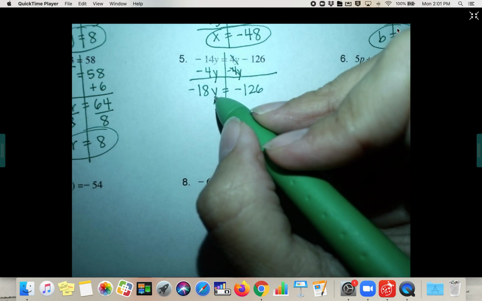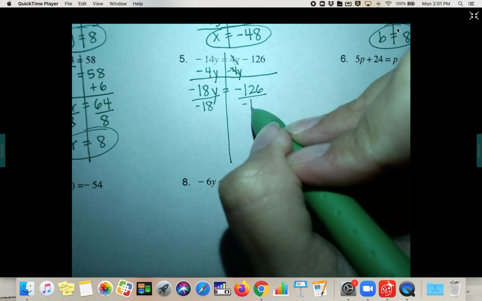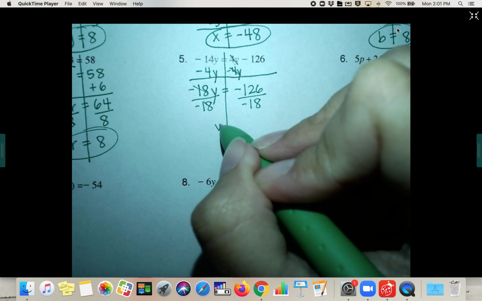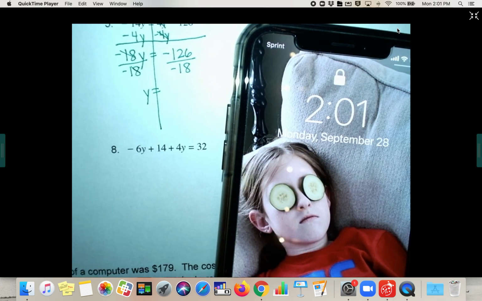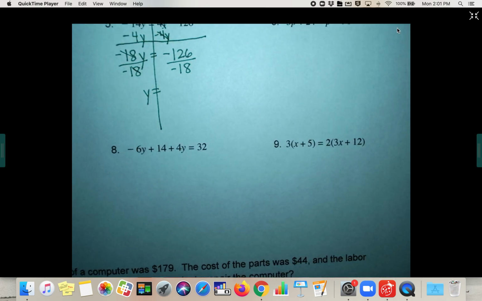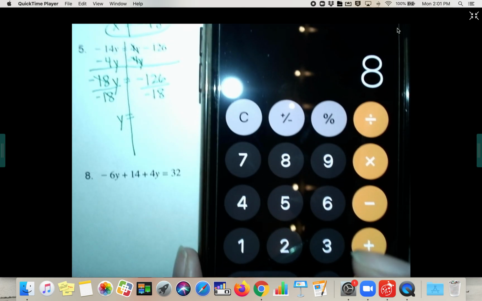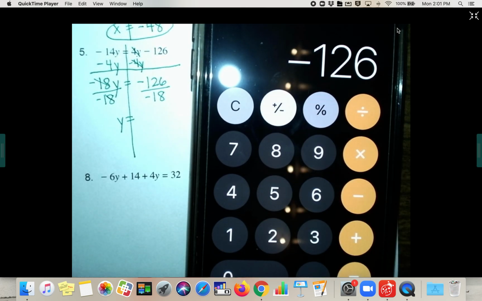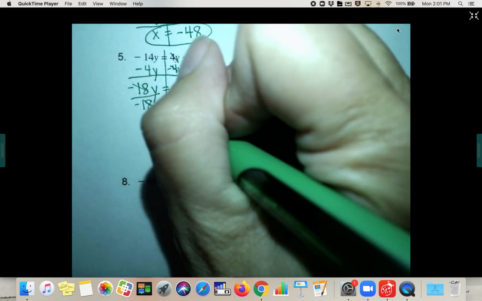All right, divide both sides by negative 18, because that's exactly what's next to your variable. And I have no idea what that is, so I'm going to use my calculator, like you guys will be able to do on your quiz. So we've got here, negative 126 divided by negative 18 is positive 7.